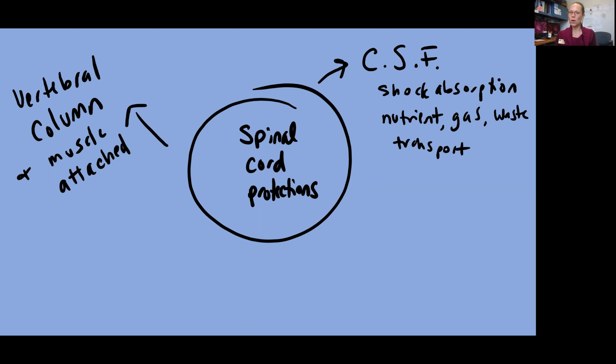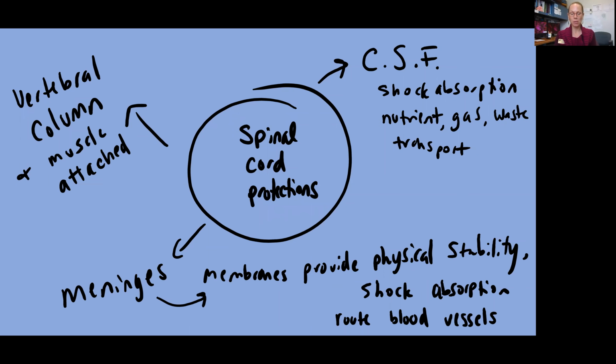In addition, we've already mentioned the CSF. Do you remember what that stands for? You got it. Cerebrospinal fluid. Now, we've mentioned that this is important in shock absorption, so of course that's protection, but also providing transportation for nutrients and gas and waste products, so keeping those cells alive and healthy. And then the thing we're going to talk about most in this particular video are the meninges.